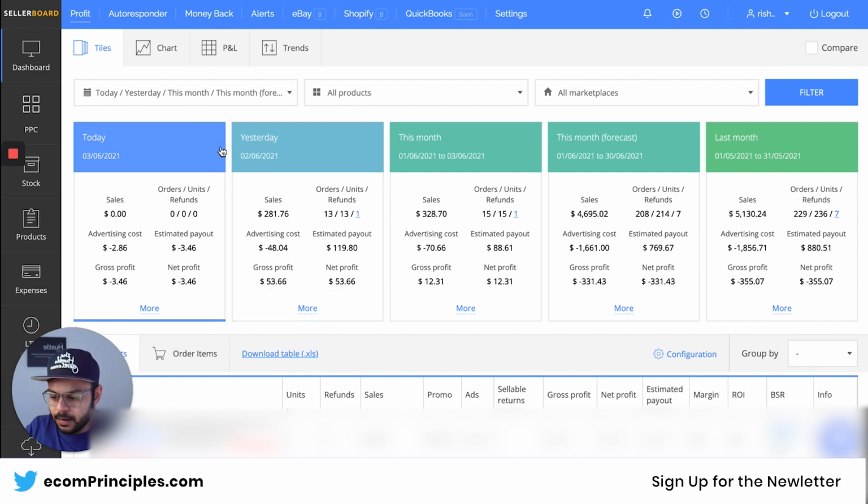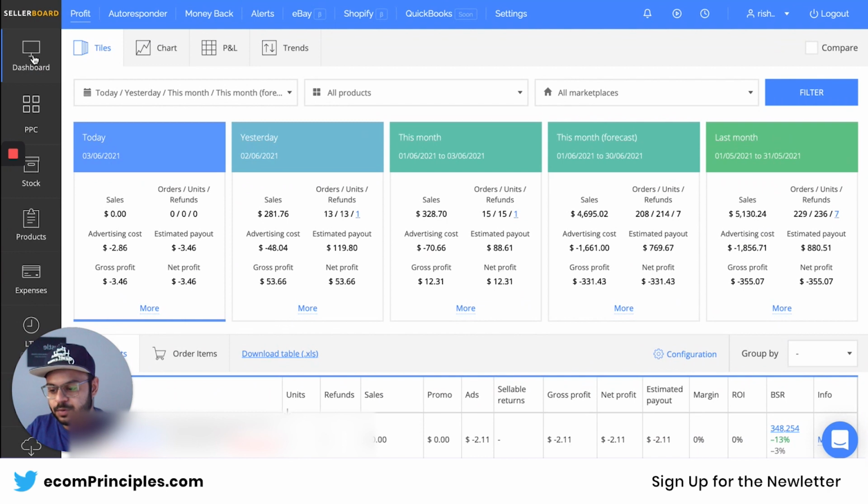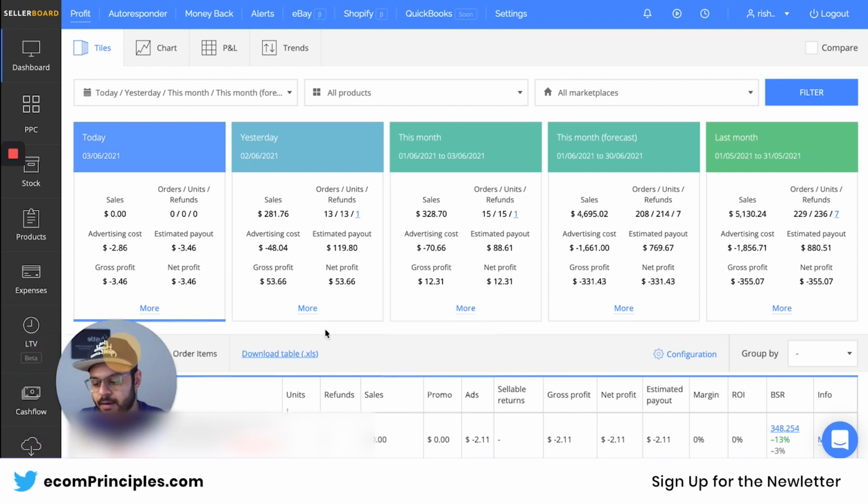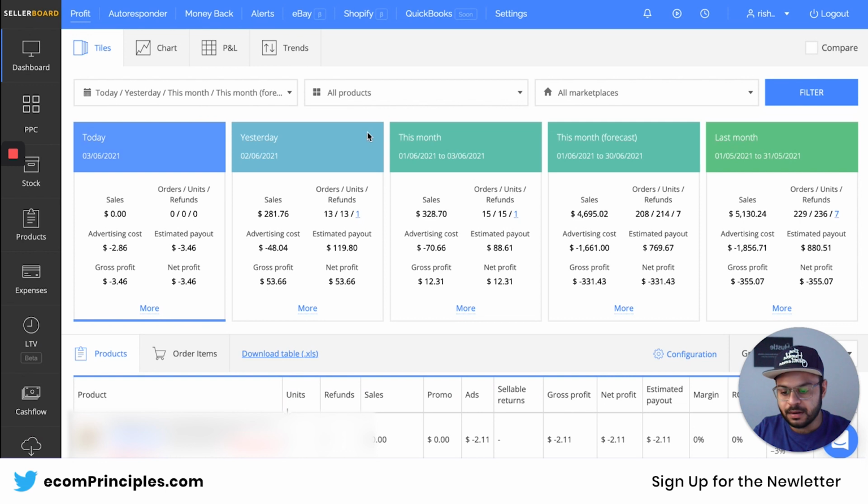So right now this is the default view when you log into Sellerboard. We are in something called a dashboard. This is the dashboard section and we have 4 tabs inside it. I'm going to go over them one by one, but before I move forward, I'll do some changes over here, which is something that I usually like to do, and I'll tell you exactly why.